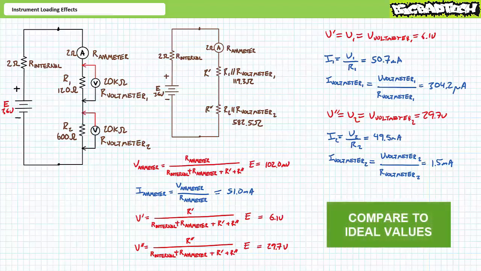Ultimately, accounting for these non-ideal effects, the ammeter measuring source current displays 51 milliamperes. However, because of the leakage paths presented by voltmeter 1 and 2, R1 experiences only 50.7 milliamperes, and R2 experiences 49.5 milliamperes. Voltmeter 1 reads 6.1 volts, and voltmeter 2 reads 29.7 volts.